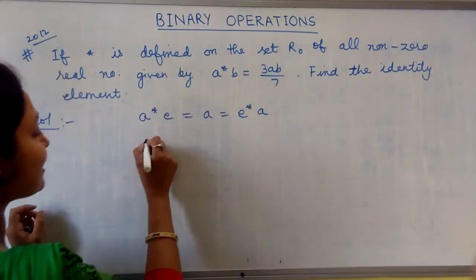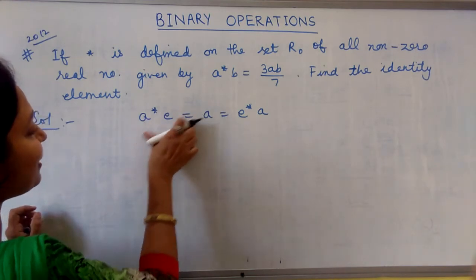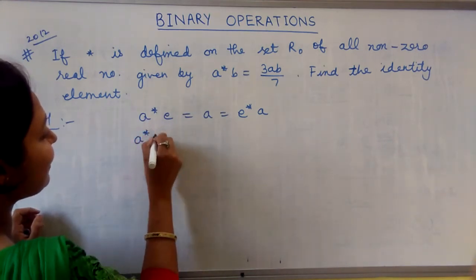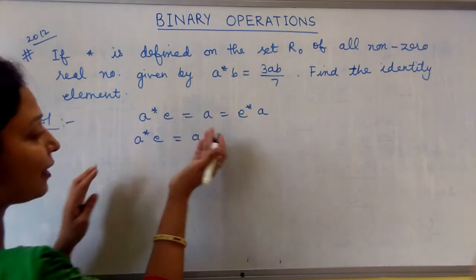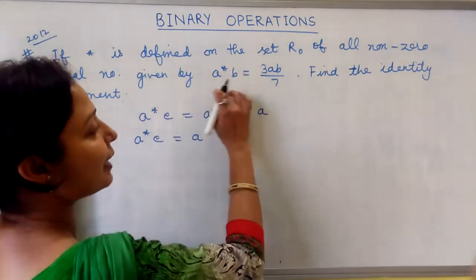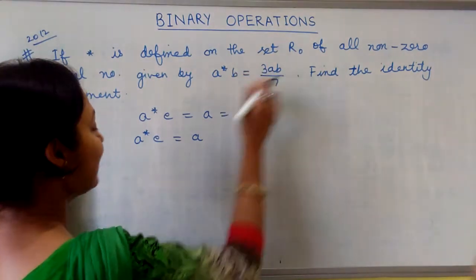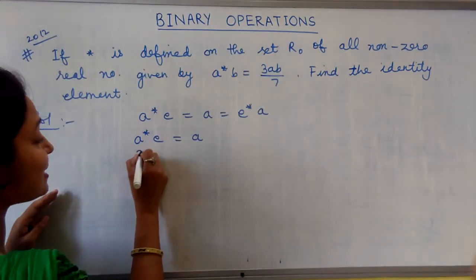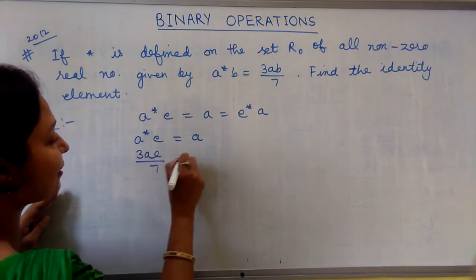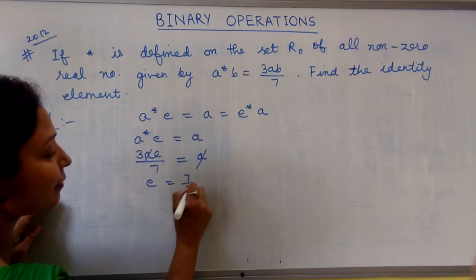Okay, so let's start this question. I will take the operation A star E equals A, only taking the left hand portion. Using this binary operation, we put the value of E in place of B. This is 3AE upon 7, that is A. A and A will cancel, E is equal to 7 by 3.